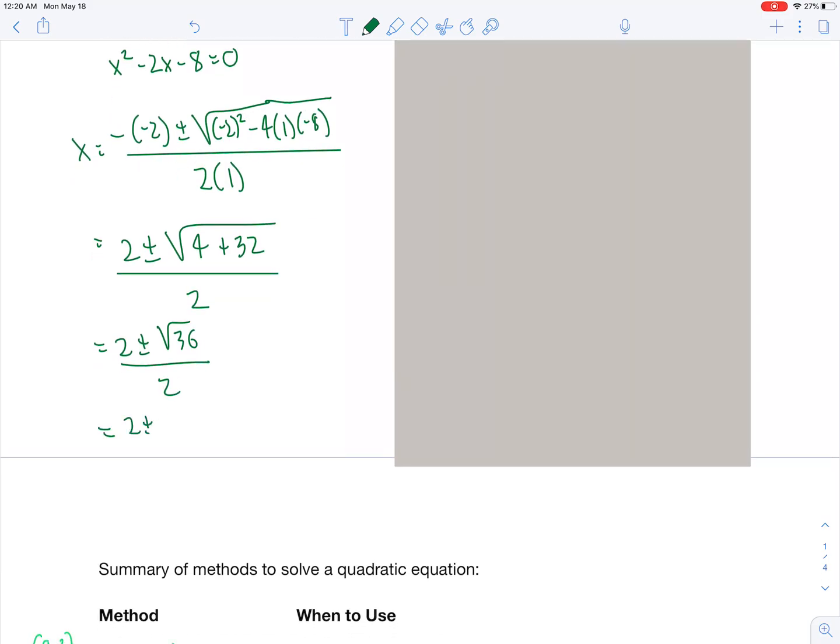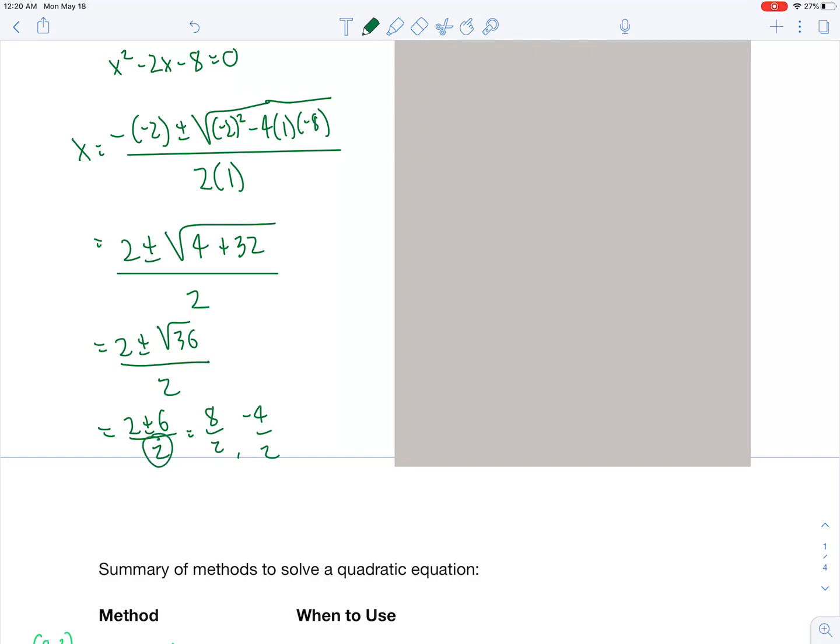The square root of 36 we also know is 6. So when this says 2 plus or minus 6 all over 2, that means if I take 2 plus 6, I get 8 over 2. Sorry, I should leave this as an equal sign, so we're just trying to simplify again. And 2 minus 6 is going to be negative 4 over 2. Again, I'm just using this plus or minus as two operations. 2 plus 6 is 8, 2 minus 6 is negative 4.